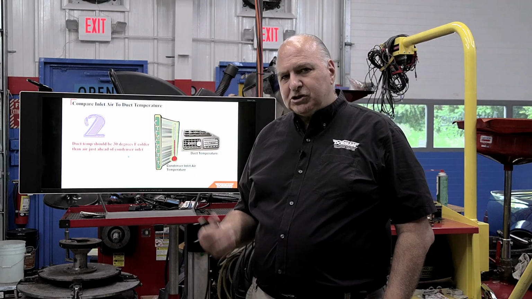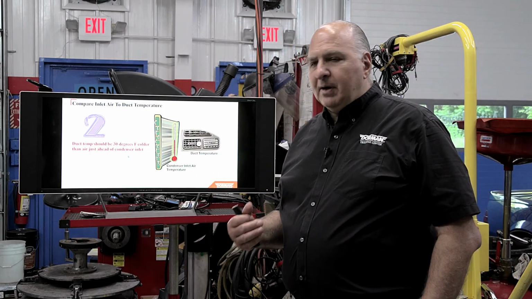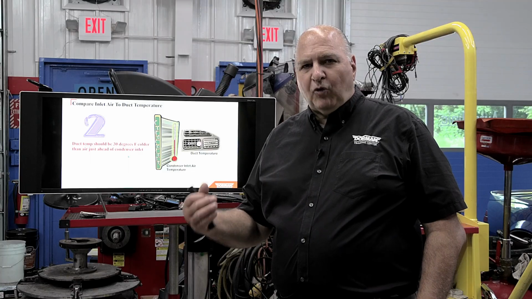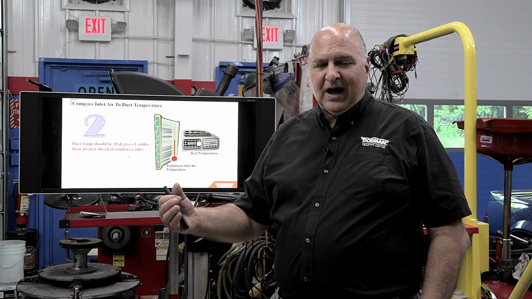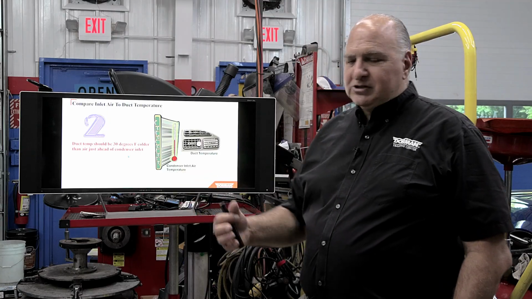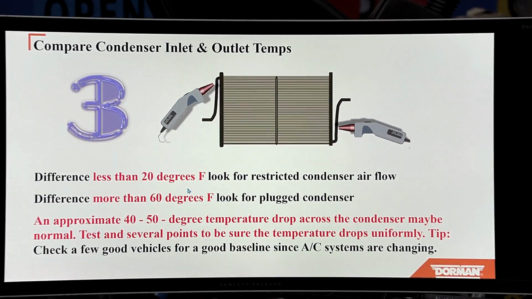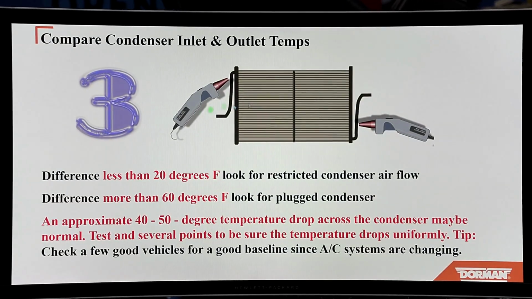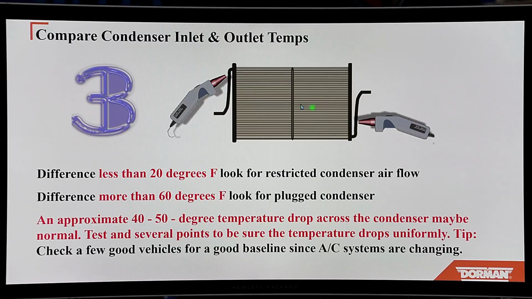Now, some vehicles are going to get cooler, and have you noticed they don't have the temperature on there anymore? You know, used to have 40, 50, 60. Now, after 50-ish, it kind of says cooler. It doesn't go down any lower, okay? The difference, less than 20 degrees here. Look for a restriction in the condenser. Difference more than 60, plugged condenser.